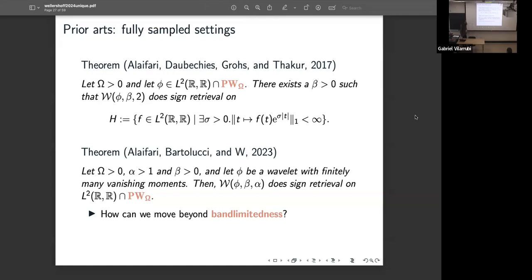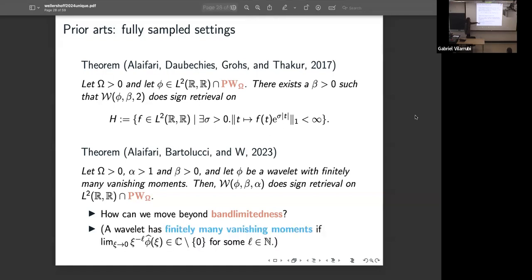I also have a side remark on this slide, which is just a definition of finitely many vanishing moments, because I think it's kind of non-standard. It's in brackets because I'm really not talking about this today. It's just for completeness.